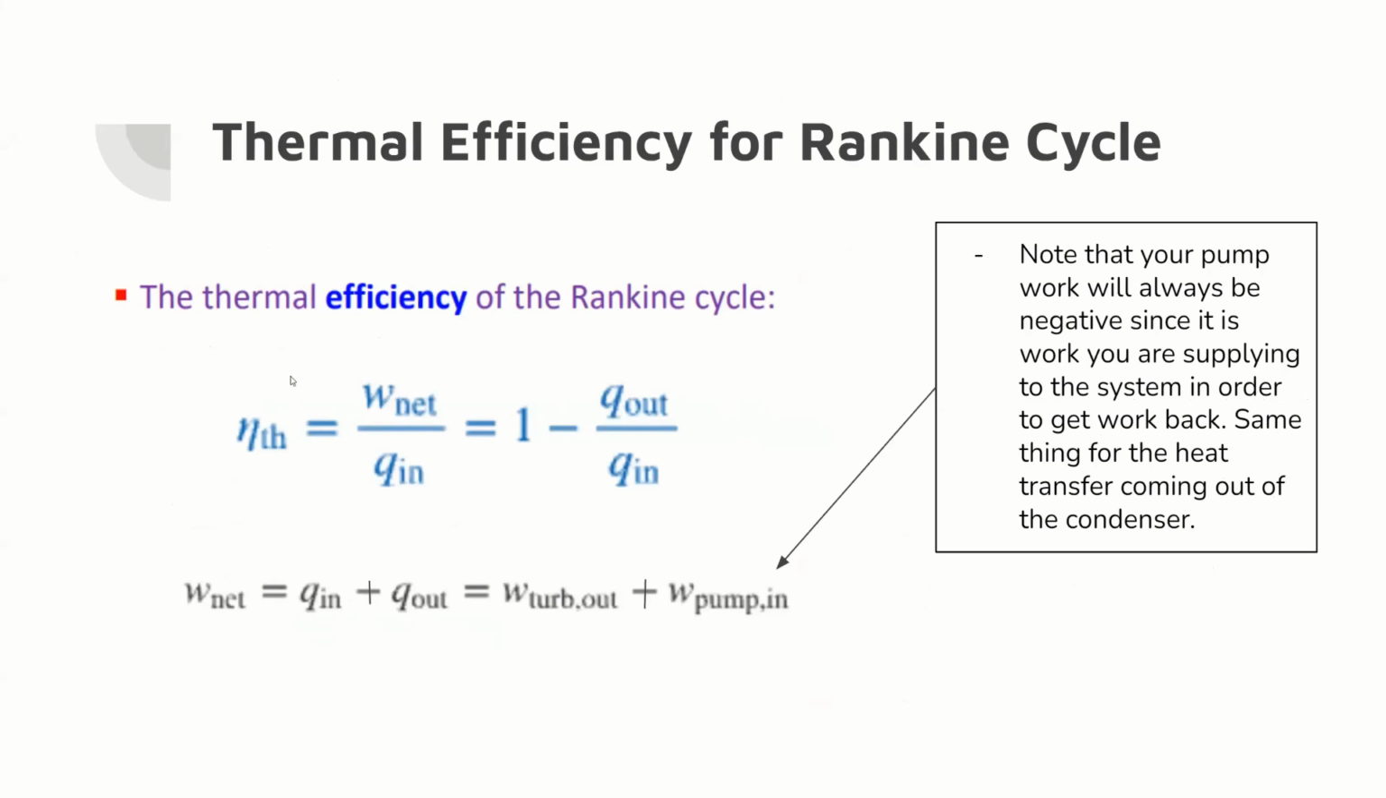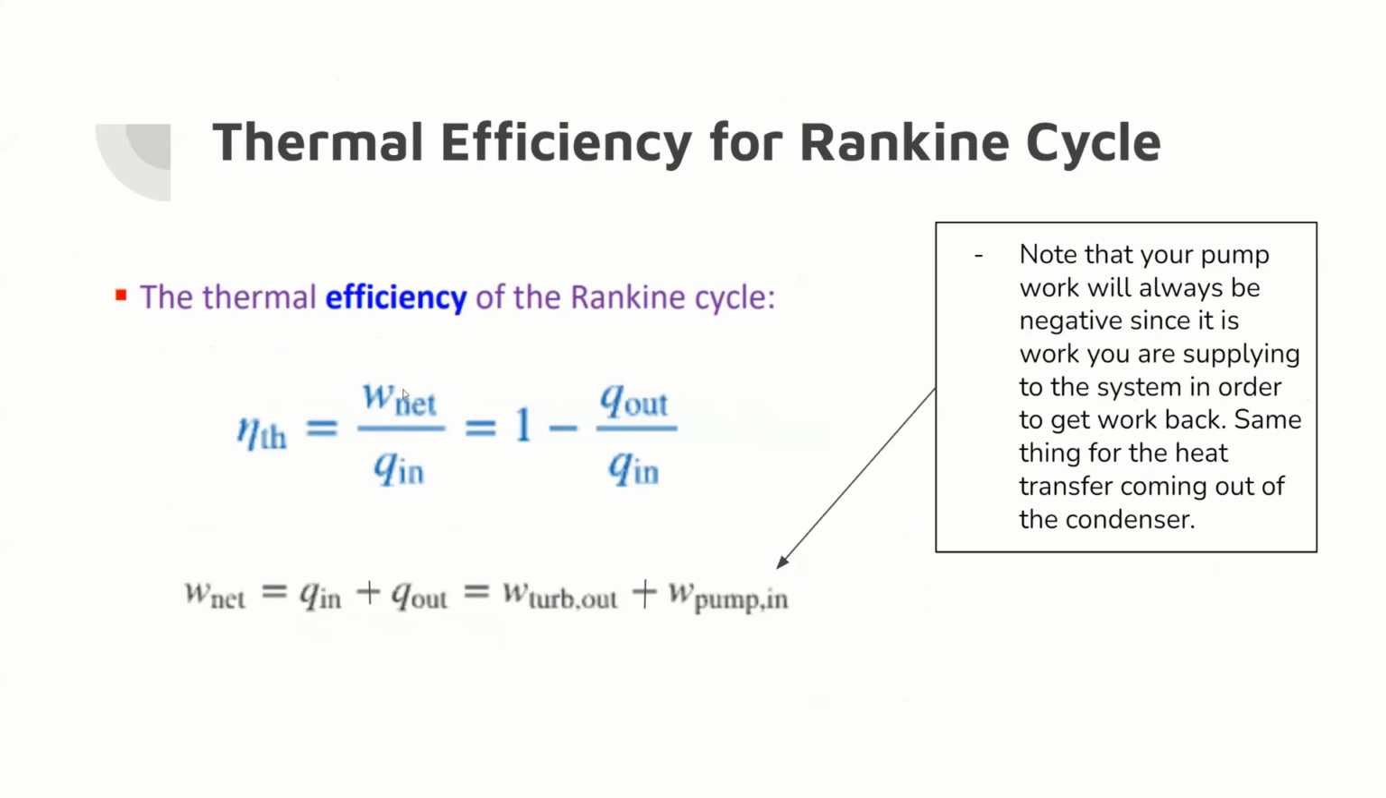Okay, thermal efficiency. This says thermal efficiency for the Rankine cycle, but actually it can be applied for any cycle and any process, really. It's just going to be your net work divided by the heat transfer going in. Actually, you can see here that it's in lowercase w, so it's specific work divided by specific heat transfer. That's just a side note.